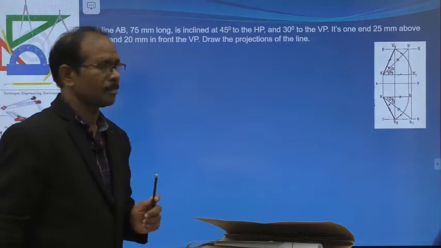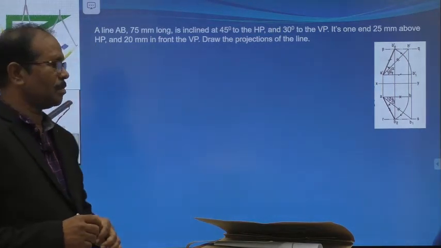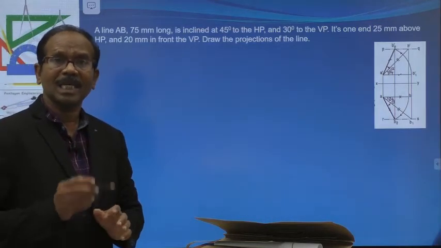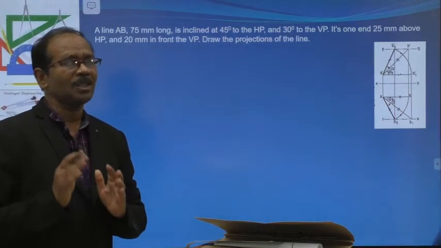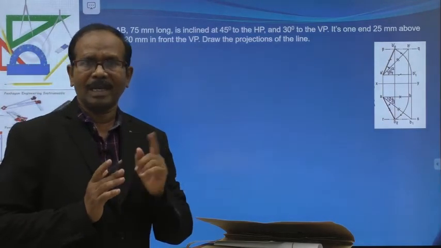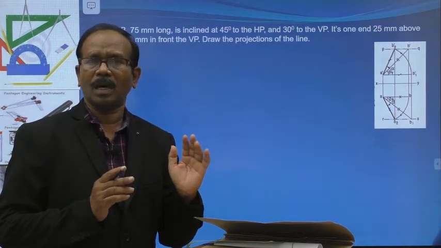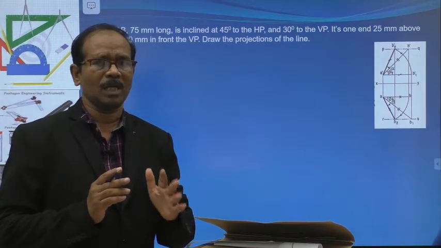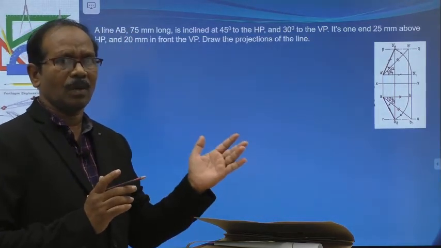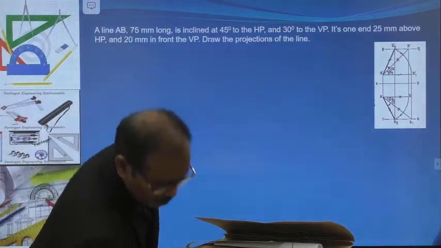Let's observe. AB is 75 mm, 45 degrees to the horizontal plane, 30 degrees to the vertical plane. Draw its front view and top view. So that is the question. The given line is 75 mm, inclined at some angle to the horizontal plane and another angle to the vertical plane. You are asked to draw its final front view and final top view. As I told, this type of problem is solved in 2 steps. Just assume the first step.